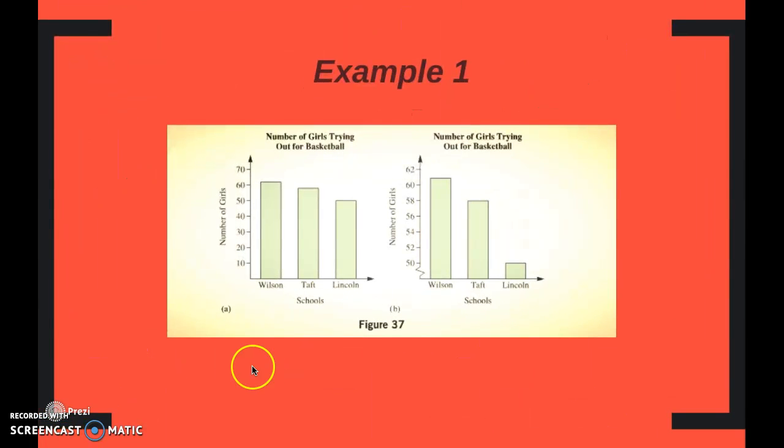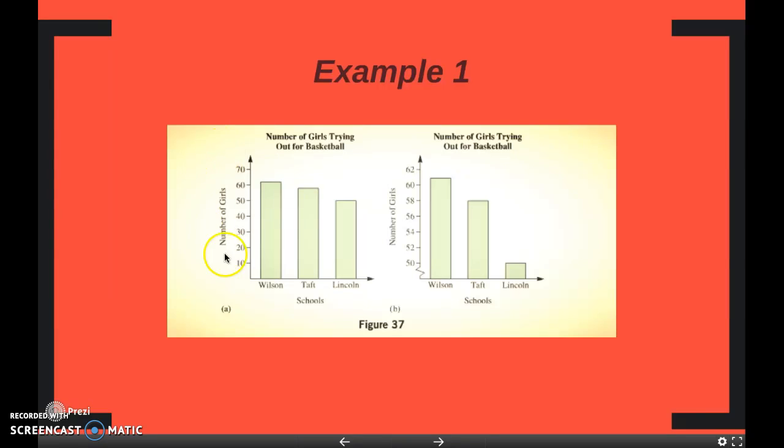So the first example that we can look at here will be the correct graph, basically showing the correct information. When we look at this, we see numbers of girls trying out for basketball. Numbers of growth, starting at 10, 20, 30, 40, 50, 60, and 70. Wilson has a little bit over 60, right? We see that Taft has below 60. And we see that Lincoln is about at 50.